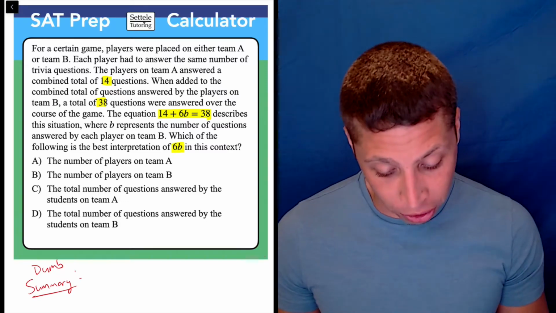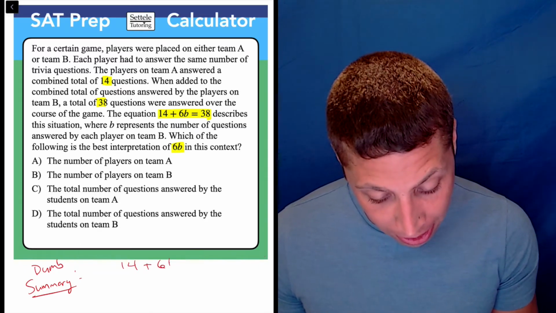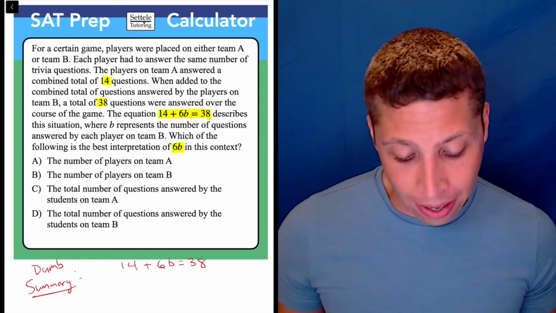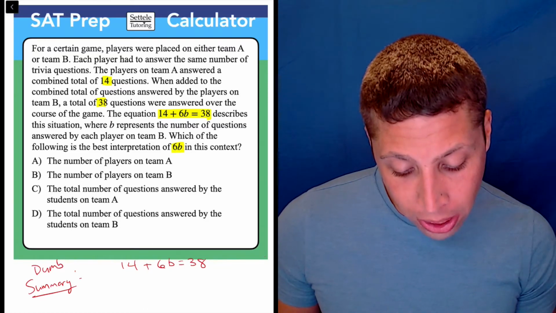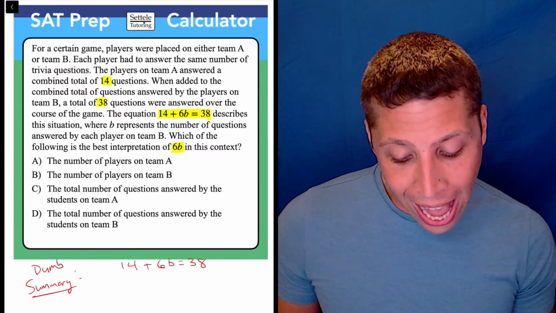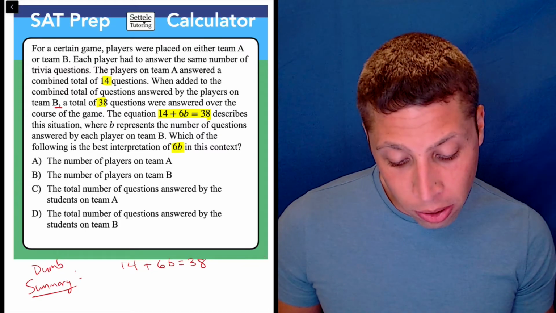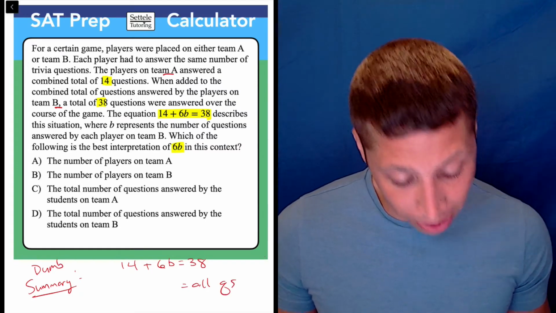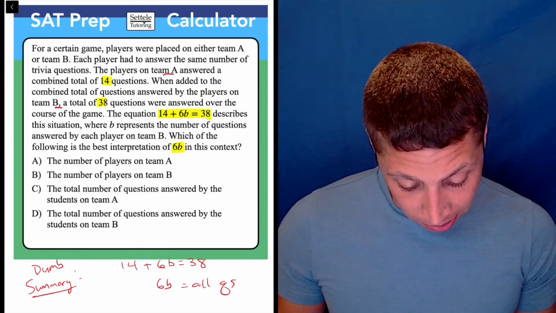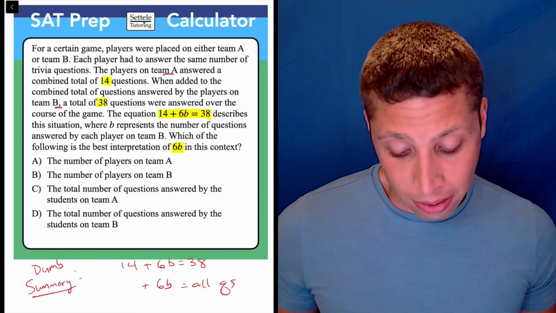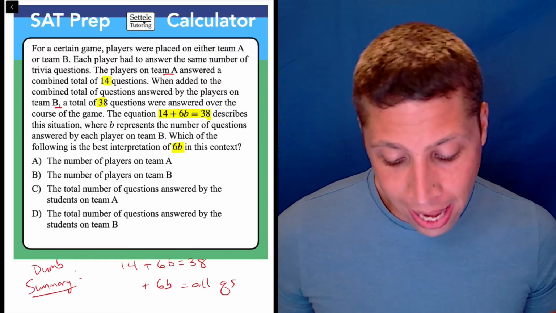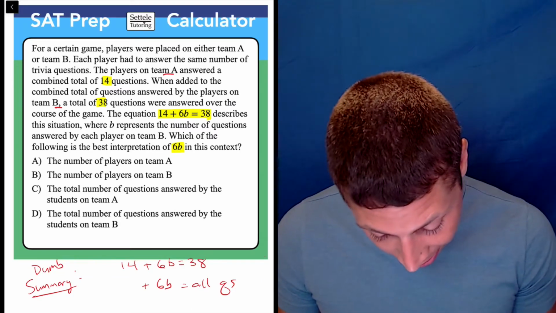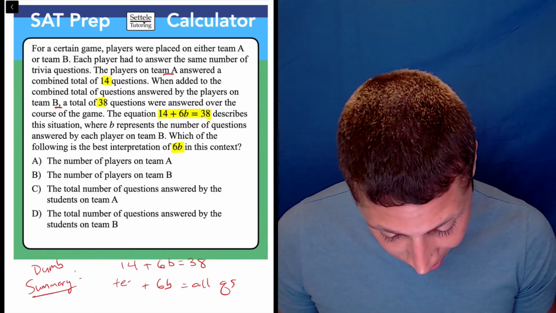What is this equation? 14 plus 6b is equal to 38. Well, what's the 38? Let's start with that. That is a total of 38 questions when we're adding up Team B's questions with Team A's questions. So this is just all questions, okay? So 6b, we'll leave that there. What's the 14? The players on Team A answered a combined total of 14 questions. So this is Team A's questions.